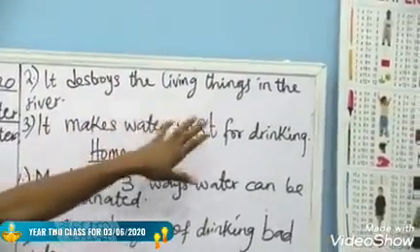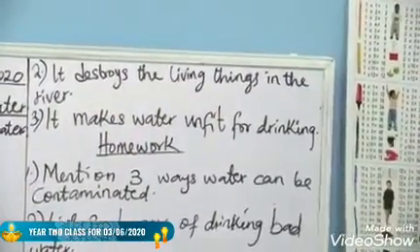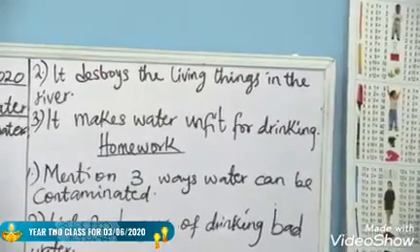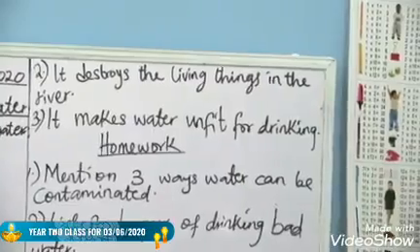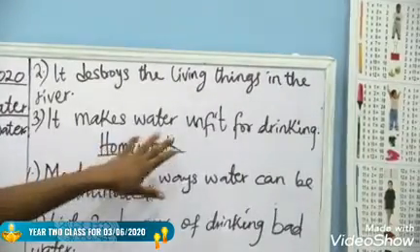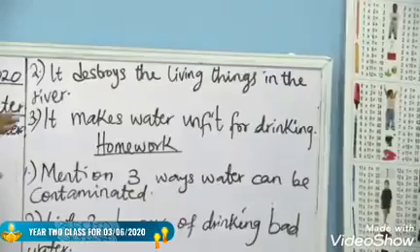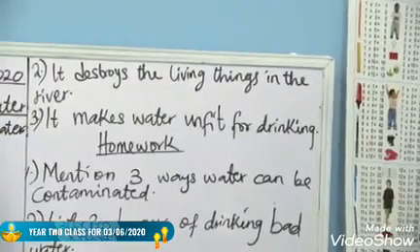Then it destroys the living things in the river. Bad water destroys the living things in water. It makes water unfit for drinking. Bad water makes water unfit for drinking.